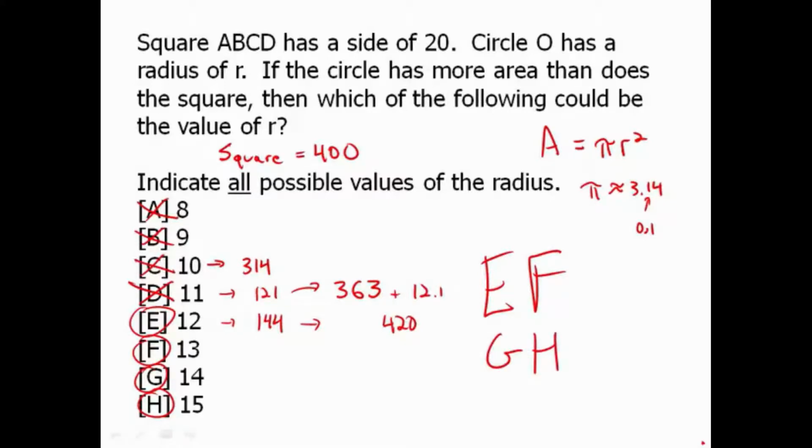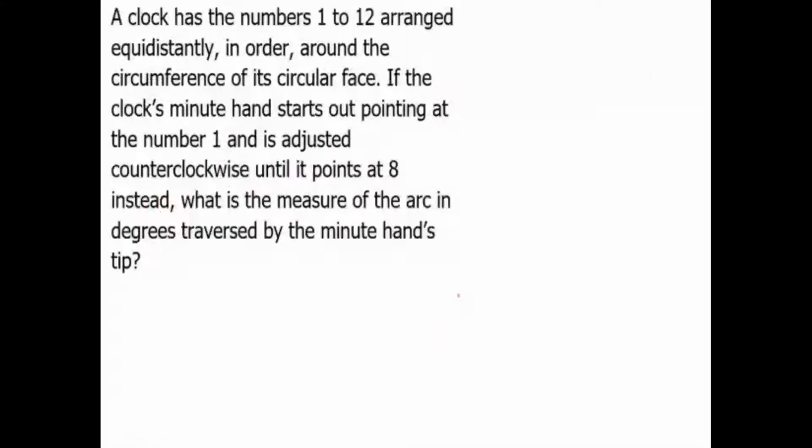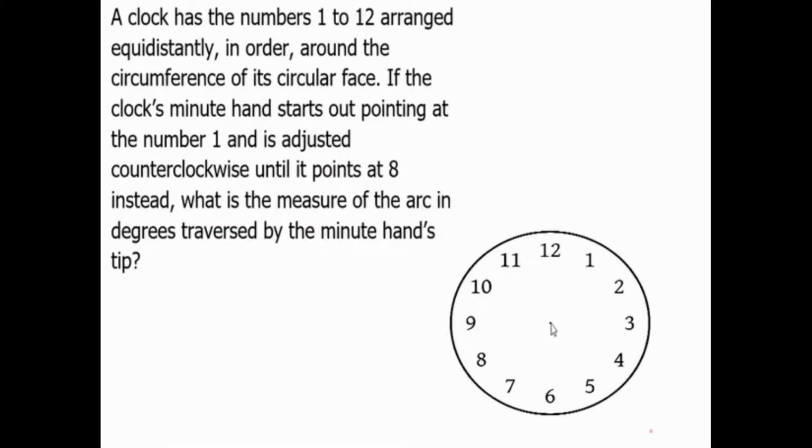We have a clock whose minute hand starts out pointing at the number 1. It goes in the counterclockwise direction until it points at 8. And we need to find out the measure of this angle in degrees.